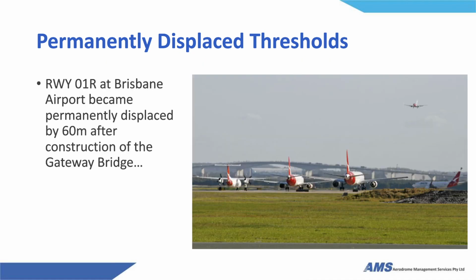At Brisbane Airport, runway 01 right became permanently displaced by 60 metres after the construction of the Gateway Bridge. The Gateway Bridge was built after the runway, and due to its height, it infringed on the obstacle limitation surfaces, being the approach surface for the 01 right end.